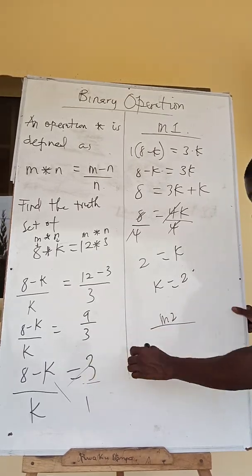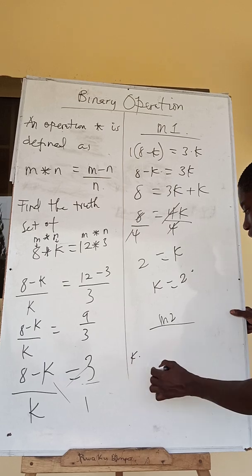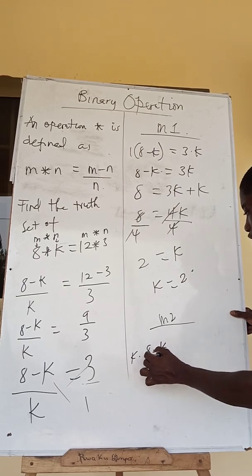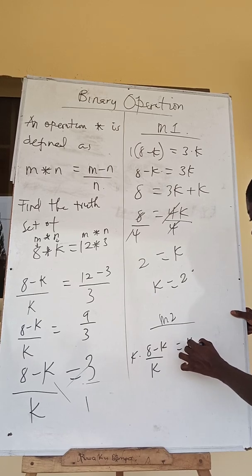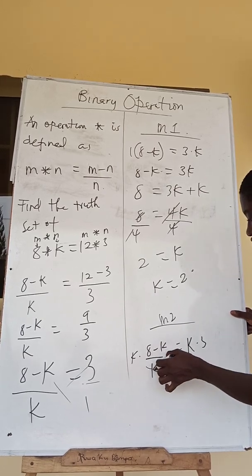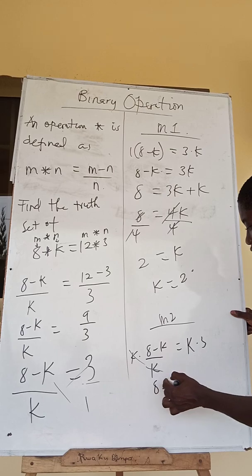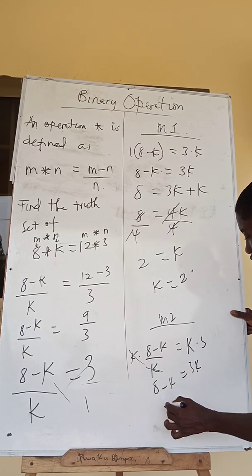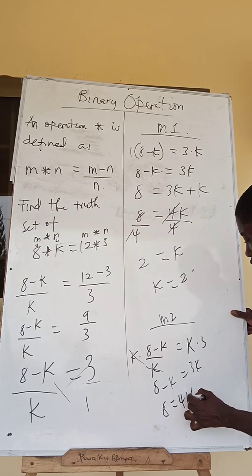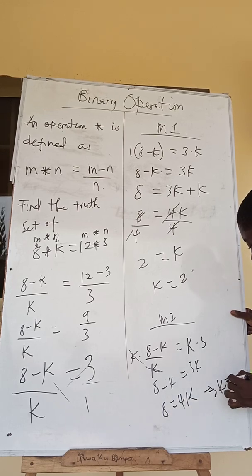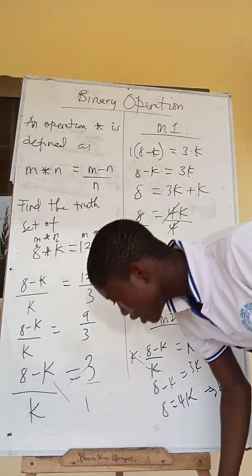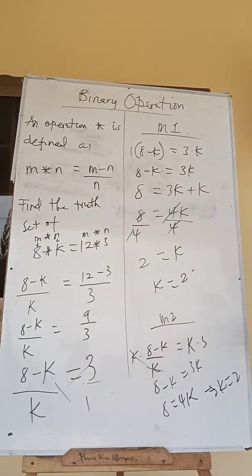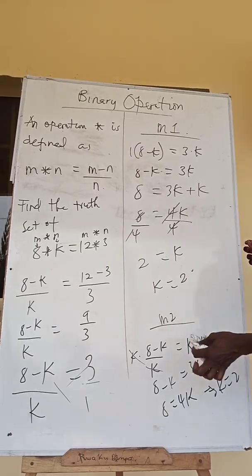So my method 2 that I was talking about is also going to be like this. The LCM is k. So k will multiply 8 minus k over k equals, then k will also multiply 3. So this k will cancel k. So you get 8 minus k equals 3k, and it's still going to be 8 equals 4k, giving us k to be 2. So we know the value of k now to be 2. So let's find the true set.